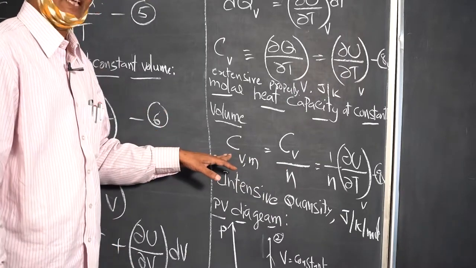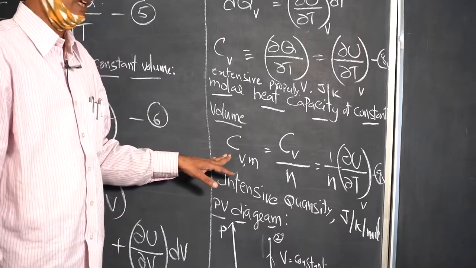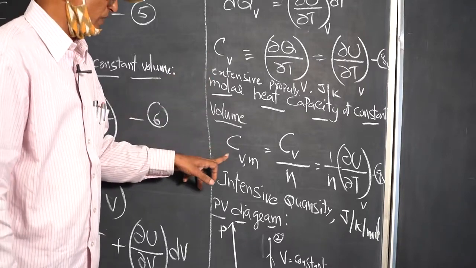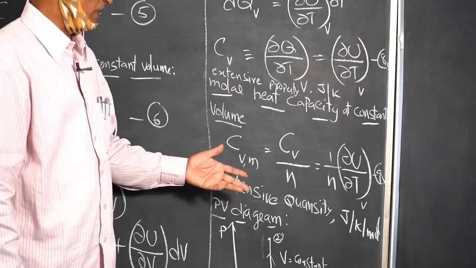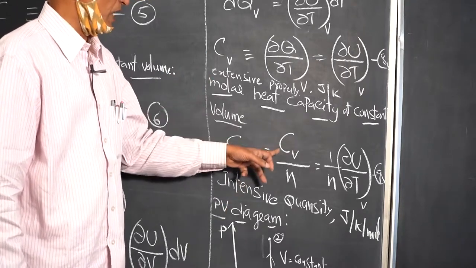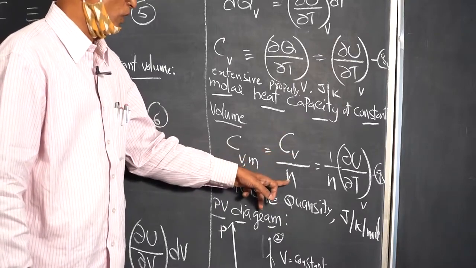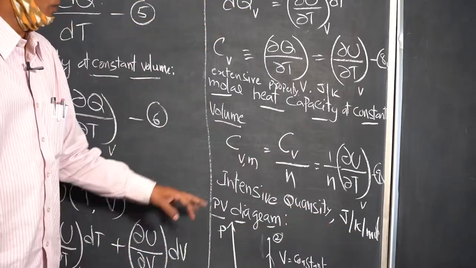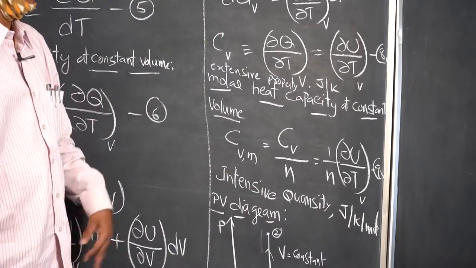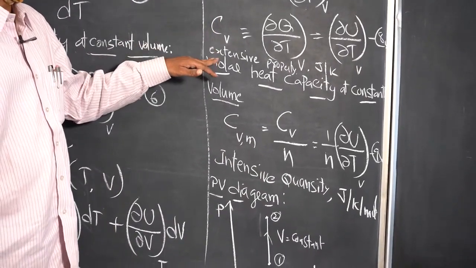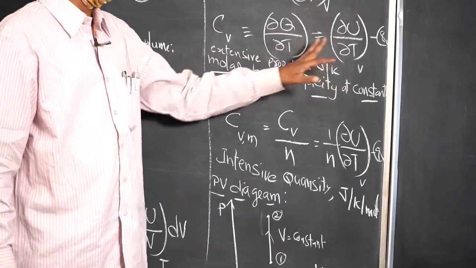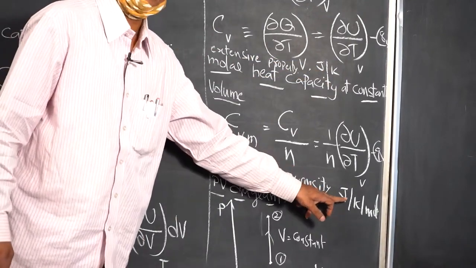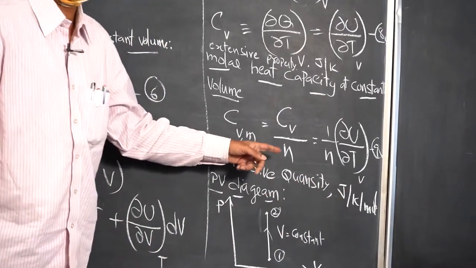So, molar heat capacity of a gas is an intensive property, whereas heat capacity of a gas at constant volume is an extensive property. So, CVM is an intensive property, and what are the units? The units of CV are joule per Kelvin, and divided by moles, it becomes joule per Kelvin per mole, which are the SI units of the molar heat capacity at constant volume. CV is an extensive property and its units are joule per Kelvin, but CVM is an intensive property and its units are joule per Kelvin per mole.